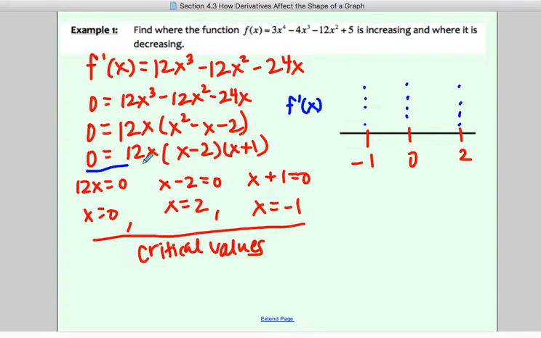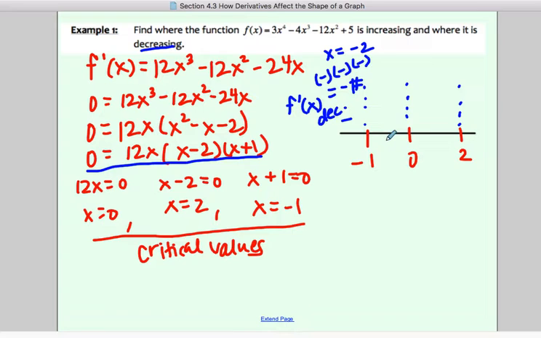So I'm going to plug it into my factored form, because I like to think about things in terms of positives and negatives. So I'm going to plug in negative 2. What if x is negative 2? I plug it into my derivative. I would have 12 times negative 2, that's some negative number. Negative 2 minus 2 is another negative number. Negative 2 plus 1 is another negative. So negative times negative is positive. Positive times a negative will give me an overall negative answer. If my derivative is negative, that tells me I am decreasing. So it's a negative here.